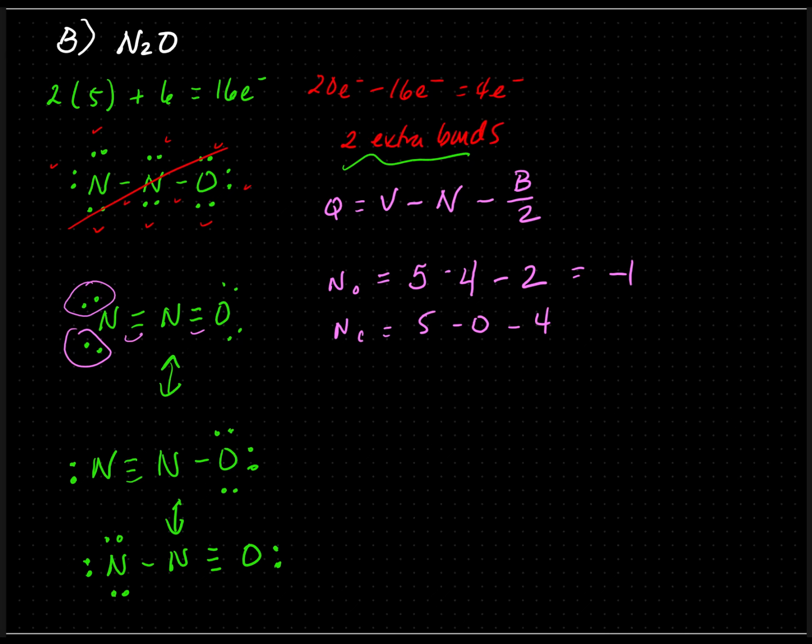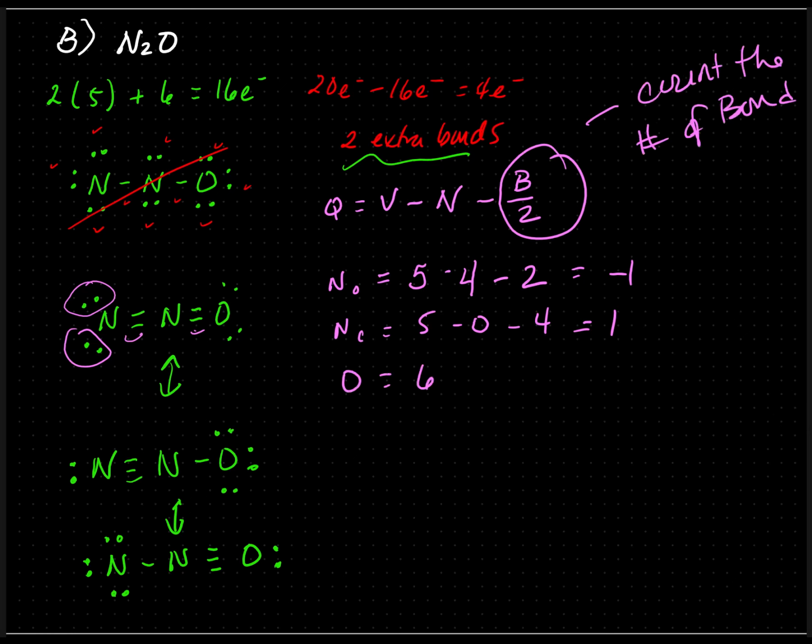Because we have 4 bonds, which is 8 electrons divided by 2, which is 4. Equals 1. It's a lot easier, instead of doing B over 2, to just count the number of bonds. Now we're going to do oxygen. Oxygen has 6 valence electrons. It has 4 non-bonding electrons or lone electrons, minus the 2 bonds that it shares with nitrogen. So this charge is 0.